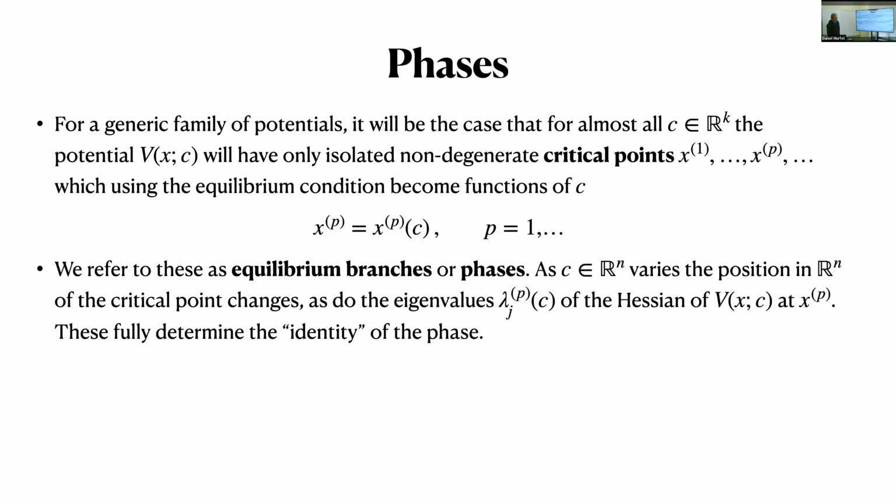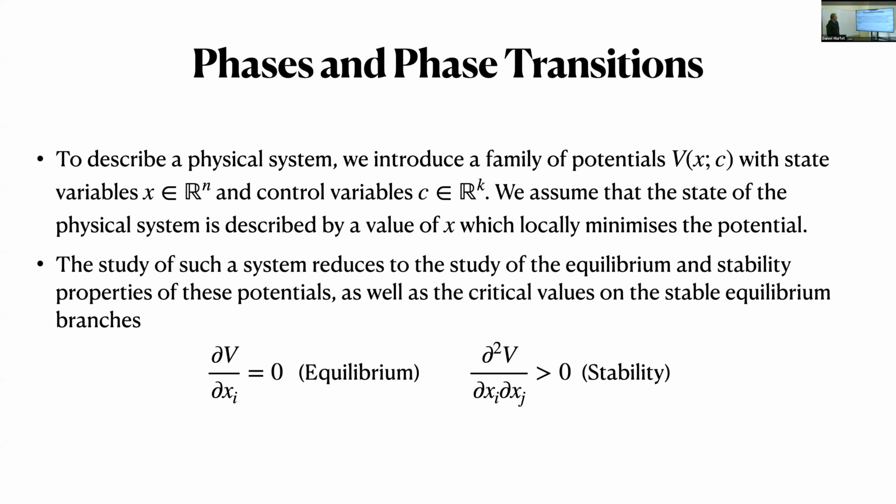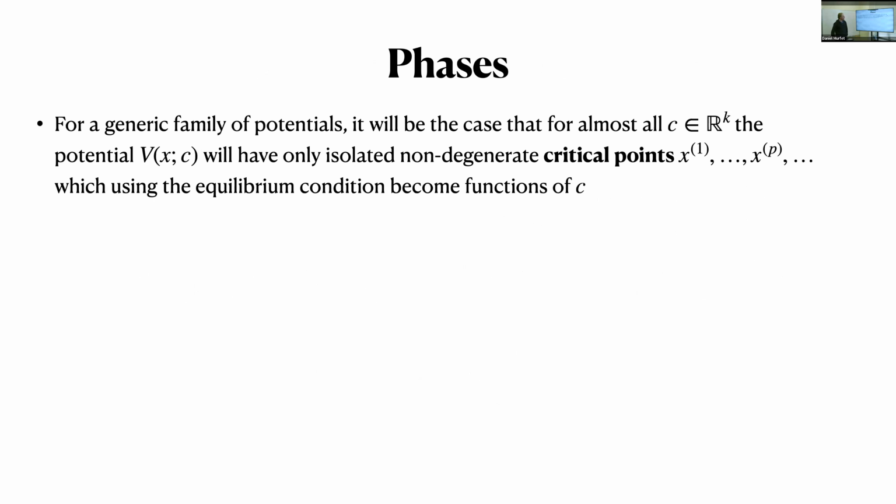The equilibrium condition, which says that all the partial derivatives of V, the X partial derivatives, have to vanish at the critical point, gives you some equations. And those have isolated solutions. And as you vary C, those isolated solutions also vary, right?